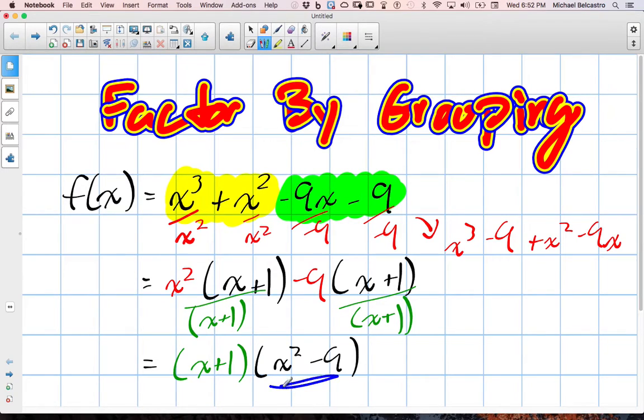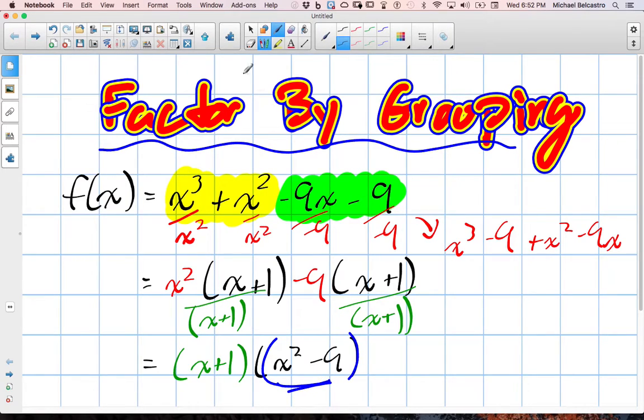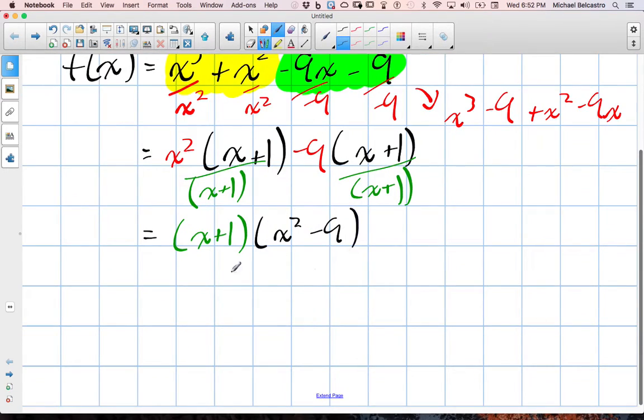We're done, but you're right. We can continuously factor. Now this is technically the factor by grouping part. This is now considered a difference of squares. It's no longer technically factoring by grouping, but you should continue to fully factor. I'm going to tell you to continue to fully factor. So we're just going to factor that one.